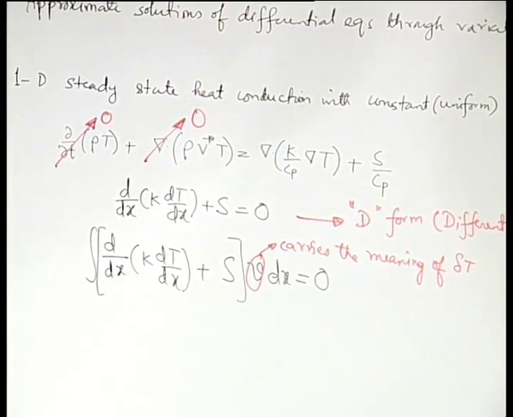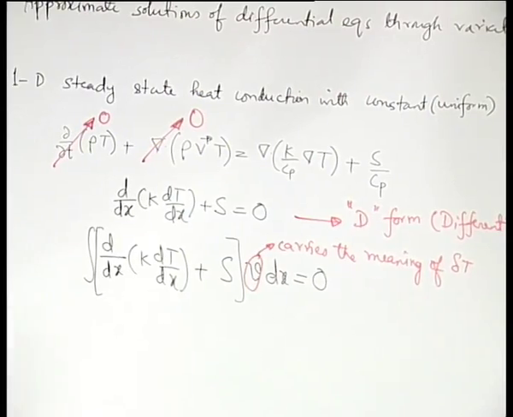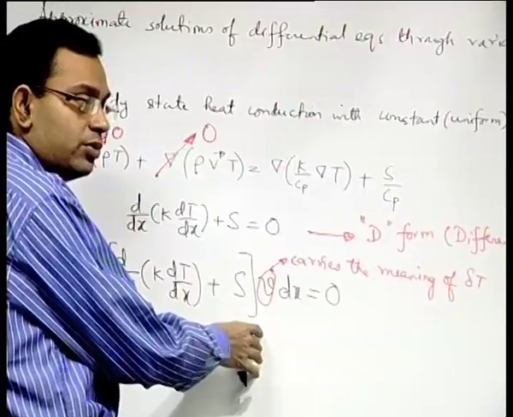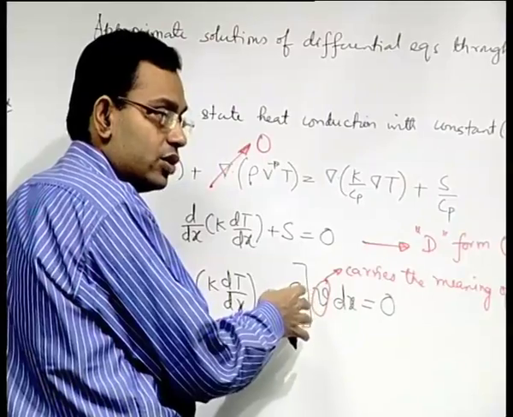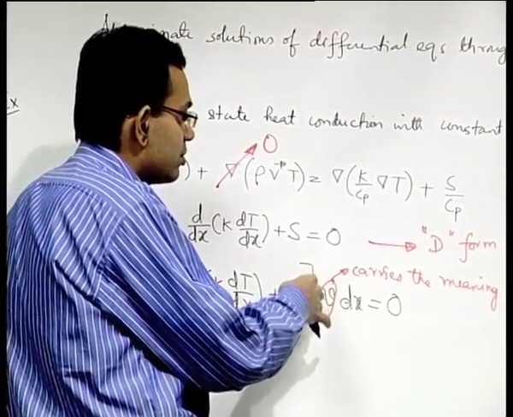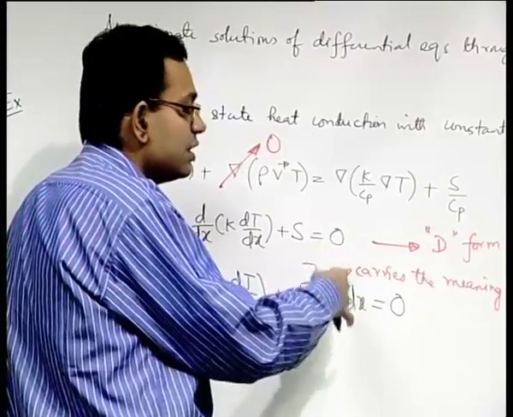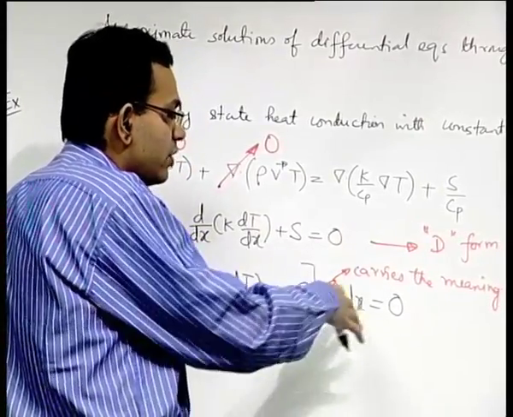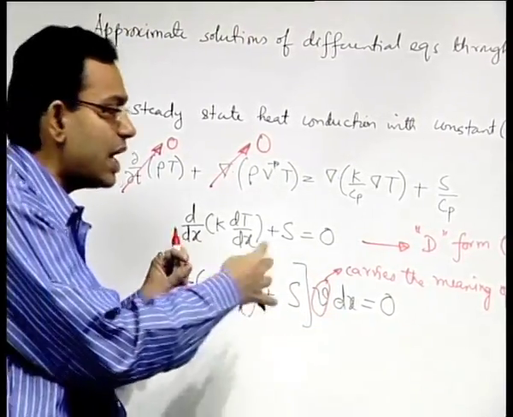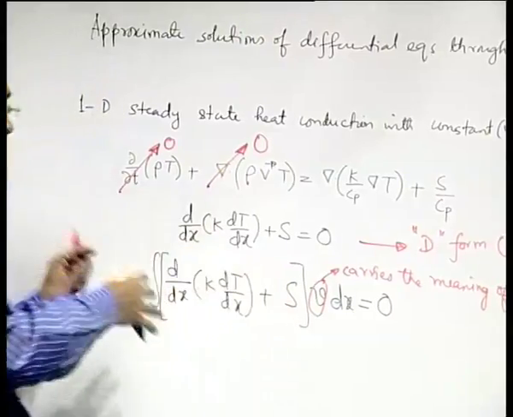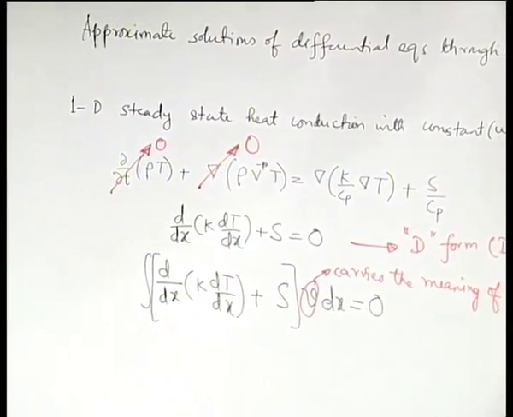So, this is the first step in the variational formulation. We have multiplied it with a variational parameter which sort of carries the meaning of variation in the dependent variable, and integrate it over the domain and set it to 0. We will see subsequently why we do it physically, but first let us try to understand the principle.